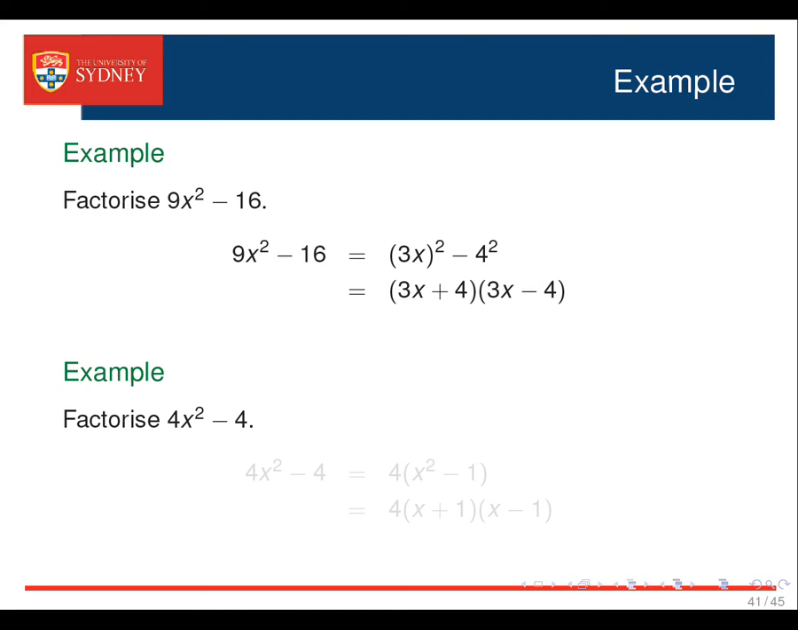Let's have a look at one more example. Try factorizing 4x squared minus 4. Before doing anything, notice there is a common factor of 4 in both terms. So let's take this out and then factorize what is left using the difference of two squares method. By doing so, we get 4 times x plus 1 times x minus 1.